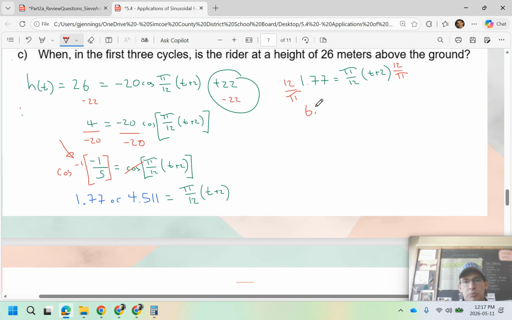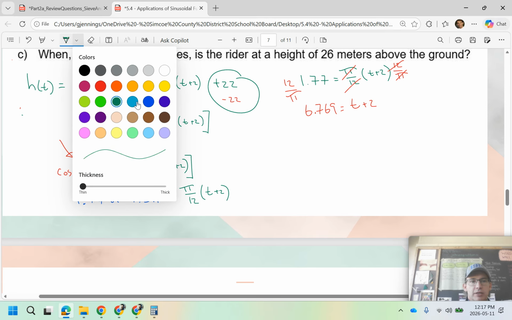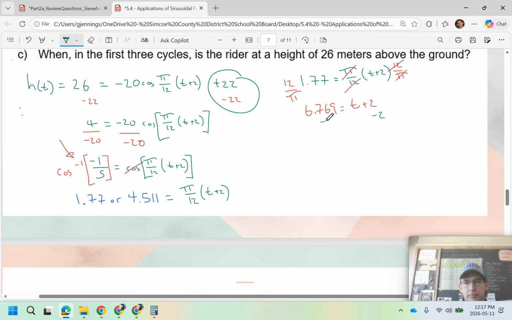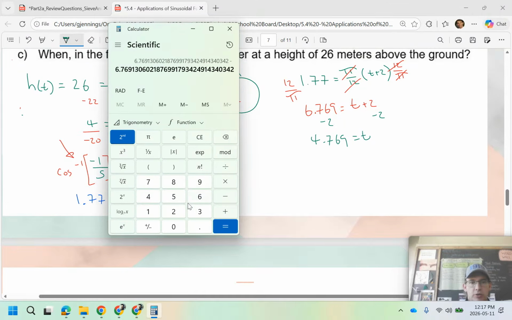So 6.769 is equal to t plus 2, because when I multiply by the reciprocal, it cancels, cancels, cancels. So it does successfully isolate that. Next is just to subtract 2 from both sides. And then we get 4.769 equals t. That's the first one. Just subtract 2 equals 4.7691.